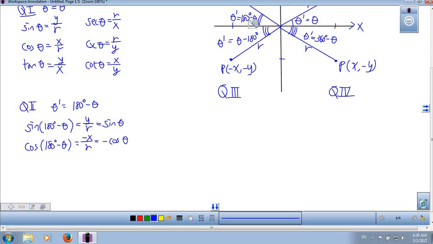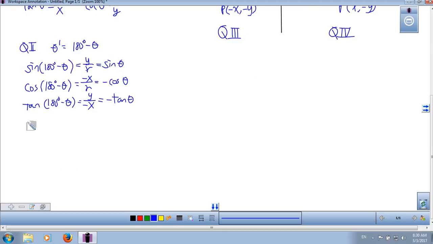That would be in the second quadrant. So we can relate the angle in the second quadrant back to an angle in the first quadrant. However, the sign has to change due to the change in quadrants. Now what about tangent? Tangent is y over x. However, x becomes negative, so the whole thing also becomes negative. Okay? Alright, let me keep writing.